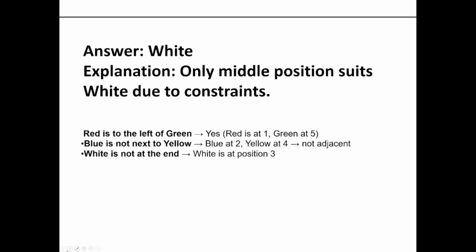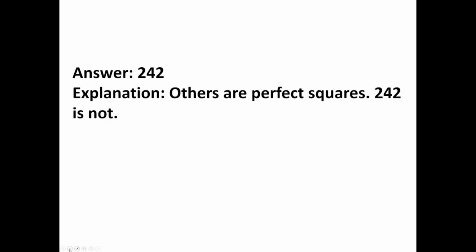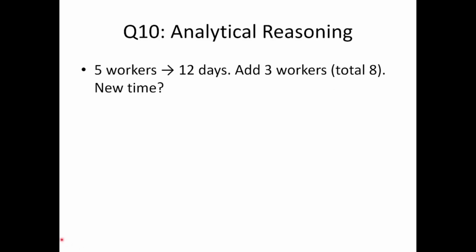Our first problem for today is finding the odd one out. Pause the video and try to figure it out yourself. Alright, so here the answer is 242. All numbers except 242 are perfect squares: perfect squares of 11, 12, 13, 14 and 15. And 242 is not a perfect square here. So the answer is 242. Moving on to the next one.